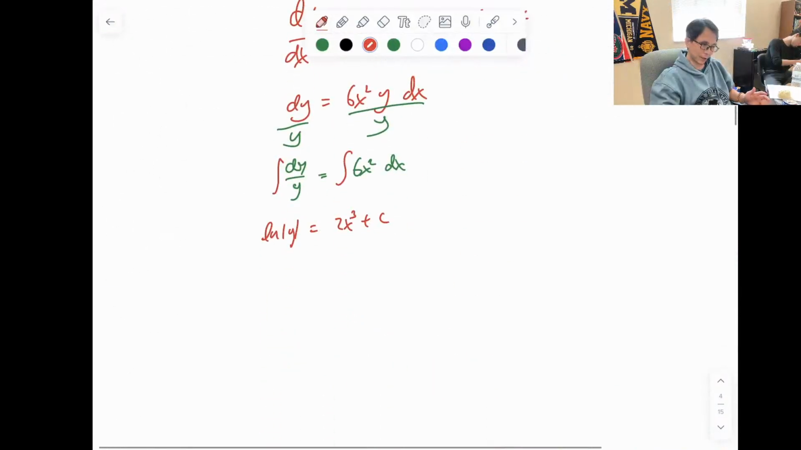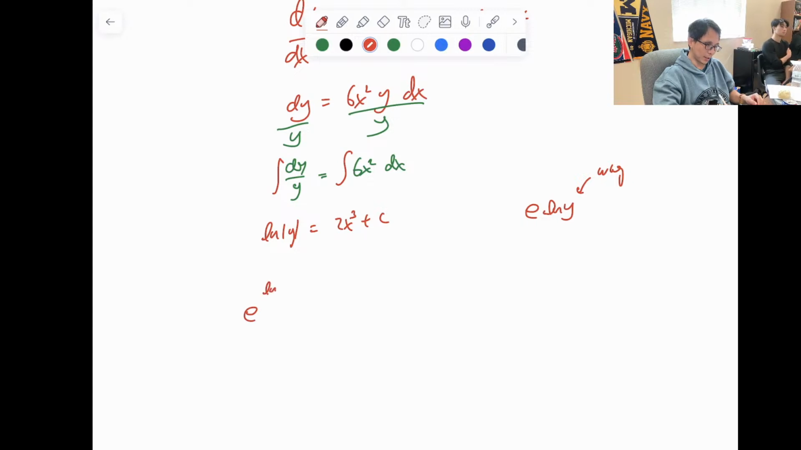Now I'm gonna do e to the power of both sides. Now it's not e times something. Make sure there's a difference. e times natural log of y looks like this. This is wrong. That doesn't cancel. But e to the ln of y, very, very important. e to the ln of y. That's how they are inverse to each other. If you just do e times ln y, that's not going to cancel anything. But this one is e to the power of 2x cubed plus c. Is it to the power?